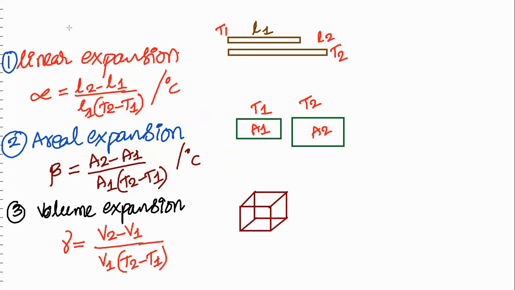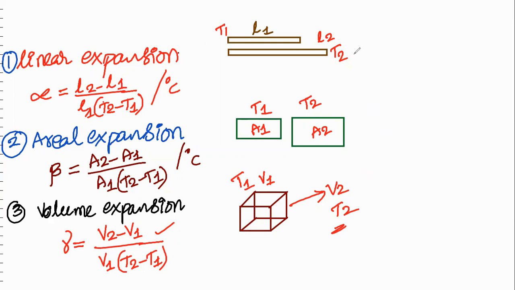If I take a cube, the volume of the cube is taken as V1. This is increased to a volume V2. V1 is the initial volume at temperature T1 and V2 is the volume at temperature T2. This is called the volume expansion coefficient.